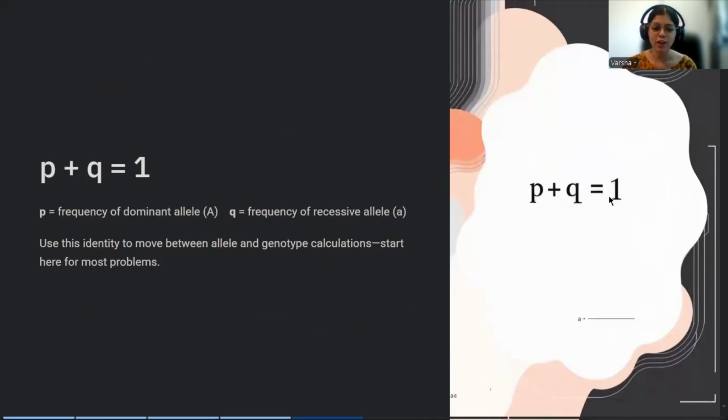So now the actual equation, which is P plus Q is equal to 1. P is the frequency of the dominant allele, not phenotype, allele, and Q is the frequency of the recessive allele.